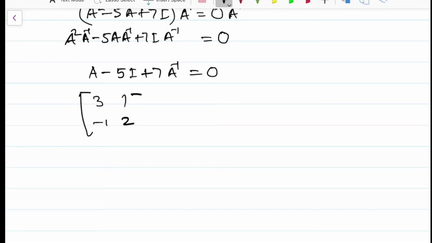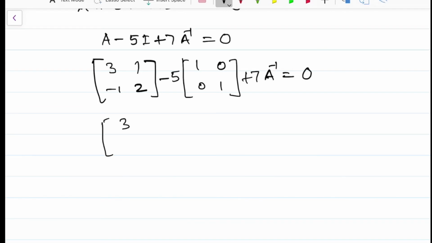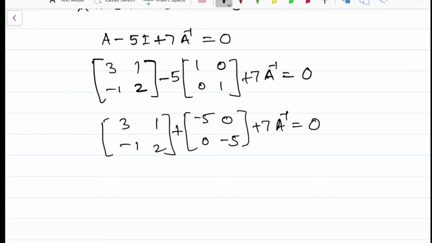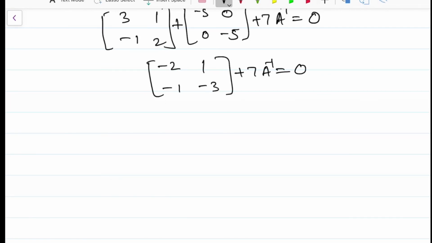Now A is equal to [3, 1; -1, 2], minus 5 times I, the identity matrix of 2 by 2 order, [1, 0; 0, 1], plus 7A inverse, which we have to find, equal to O. Now distributing the 5 to the identity matrix we get [-5, 0; 0, -5] plus 7A inverse equal to O. Adding these two we get [-2, 1; -1, -3] plus 7A inverse equal to O.